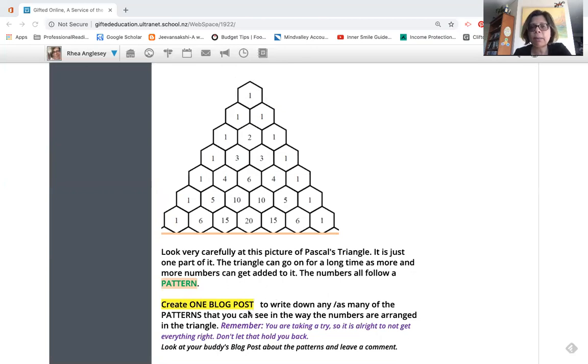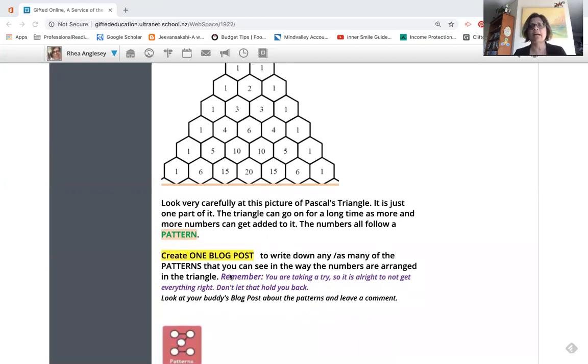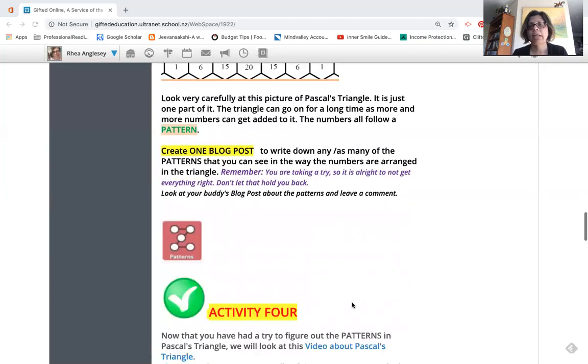So create one blog post to write down any or as many of the patterns that you can see in the way the numbers are arranged in the triangle. Remember, you're taking a try. So it is all right to not get everything right. Please don't let that hold you back. Okay? Look at your buddy's blog post about the patterns and leave a comment. Enjoy yourselves. Pascal's triangle is a lot of fun.